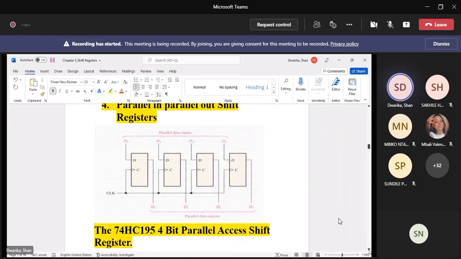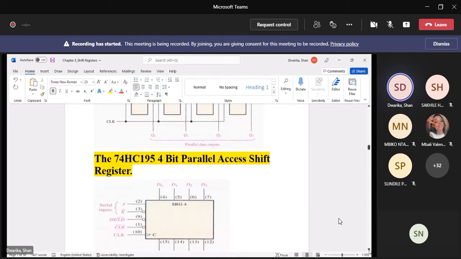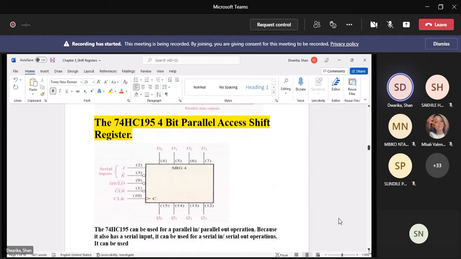So data is going in parallel into this set of registers or flip-flops, and data is being clocked out in parallel at the same time as well. Parallel in, parallel out shift register, right? And there's a 74HC195 IC that would carry out such a function. You can see that you have parallel data going in and parallel data coming out, okay?